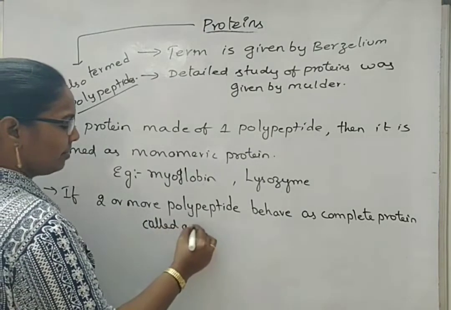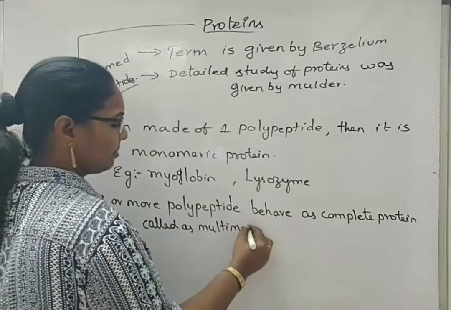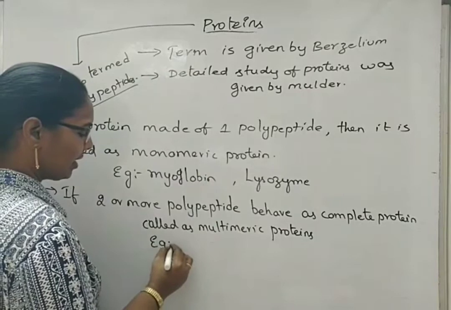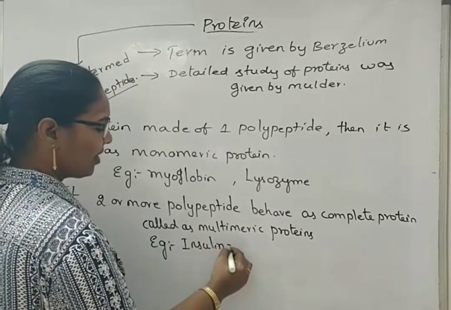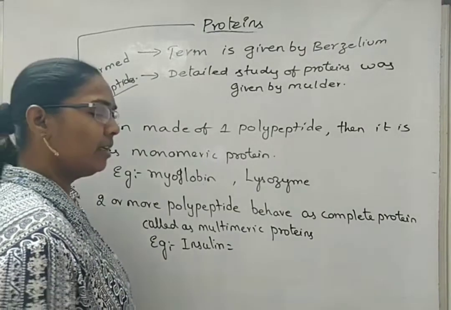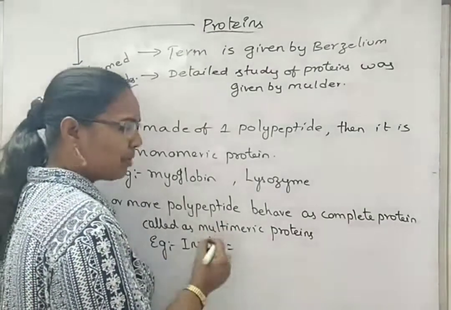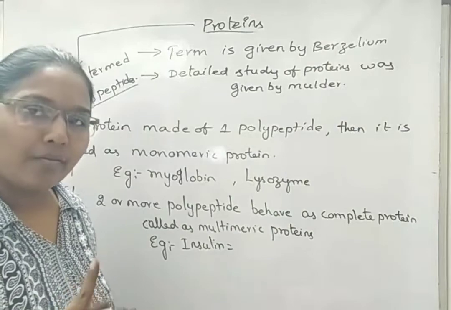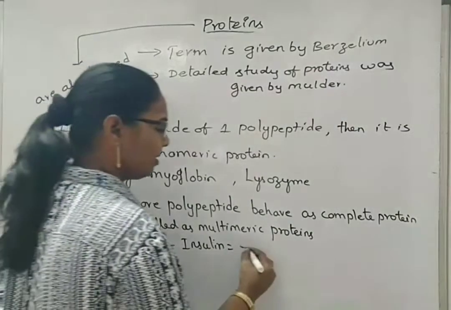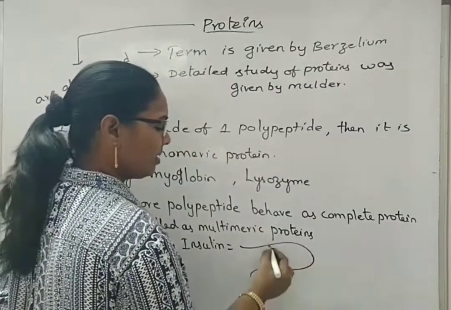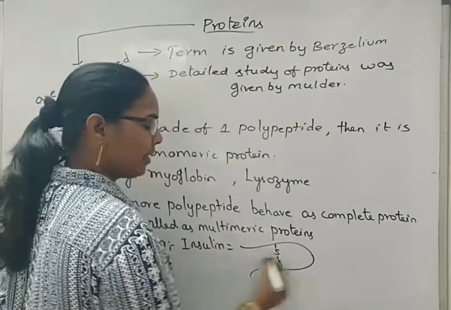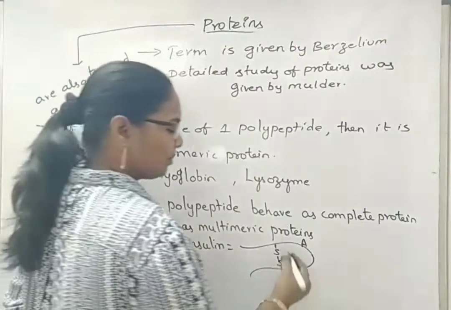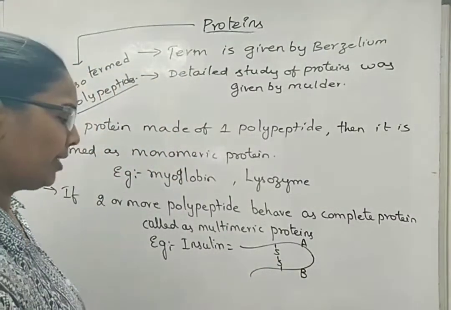Called multimeric proteins. For example, we can take insulin. A functional insulin has two polypeptides, one A polypeptide and one B polypeptide. That is what we call insulin. It is made up of one alpha chain and one beta chain. If you write the structure like this, they are bound by disulfide bonds: this is the A polypeptide chain and this is the B polypeptide, both connected by disulfide bridges.